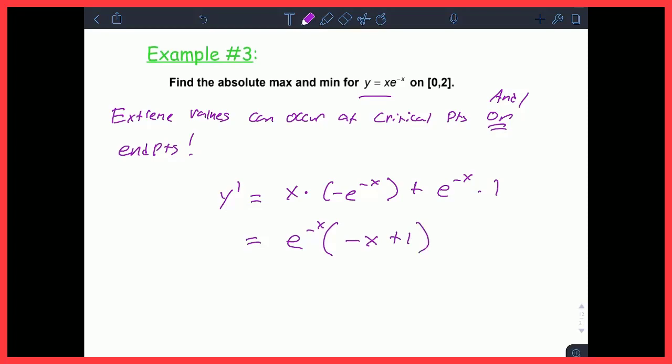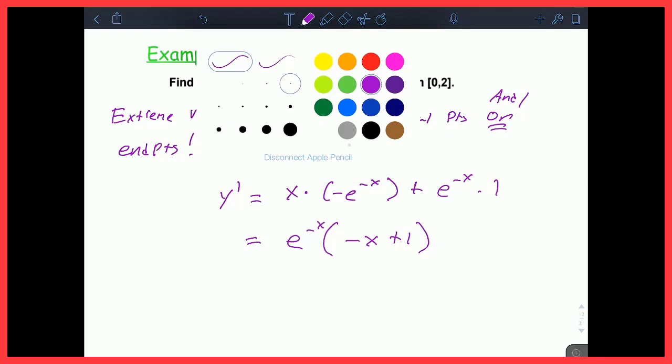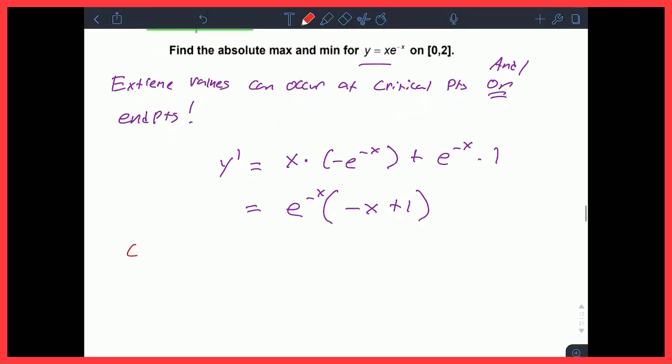Now this particular function has a couple of critical points to worry about. So let's populate a critical point list. Critical points: f prime of x needs to be 0, or f prime of x needs to not exist. So how can we make this thing 0? Well, if we plug in positive 1, then I get a 1 here, and negative 1 plus 1 gives me 0, times the e to the negative x, which is just 0.